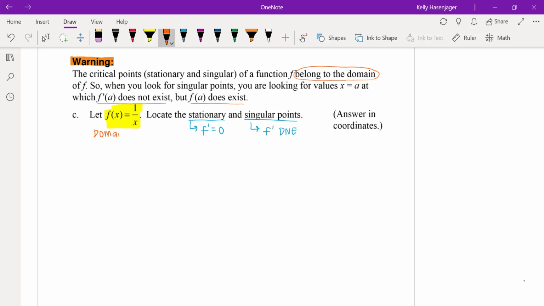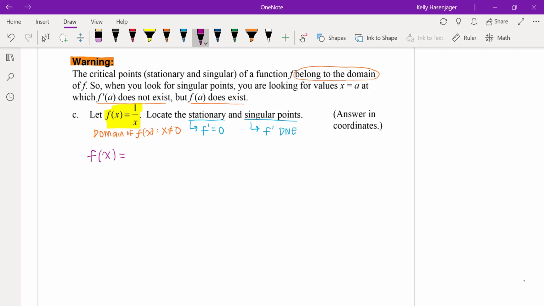So the domain of our original function, we can't plug in 0 for x because that would make the denominator 0. So we can plug in any number we want except for 0. Okay, so the domain of our function is everything except for 0. Let's get to our derivative.